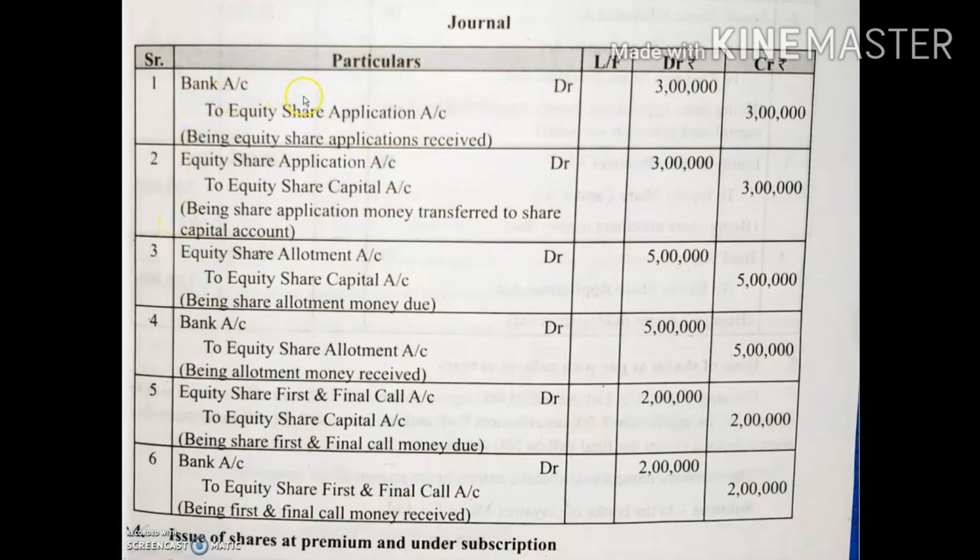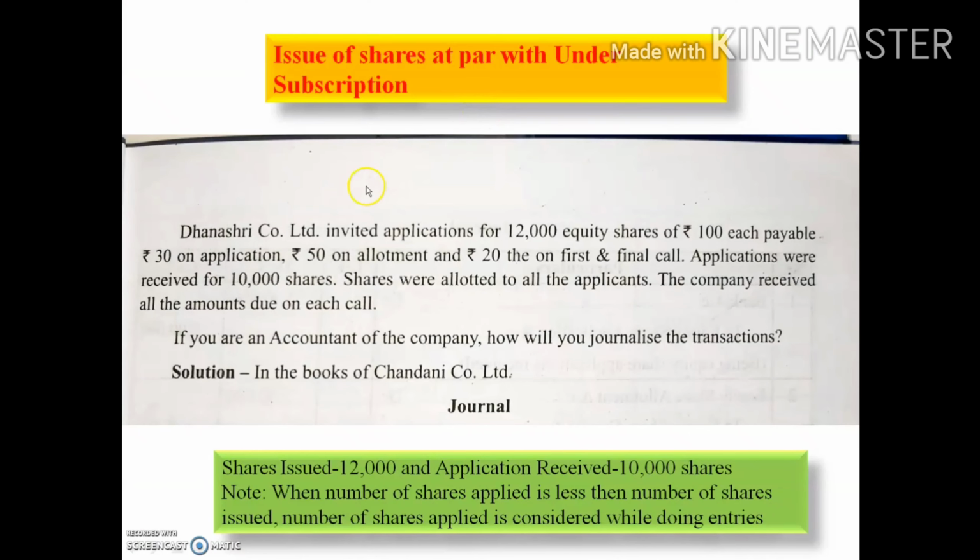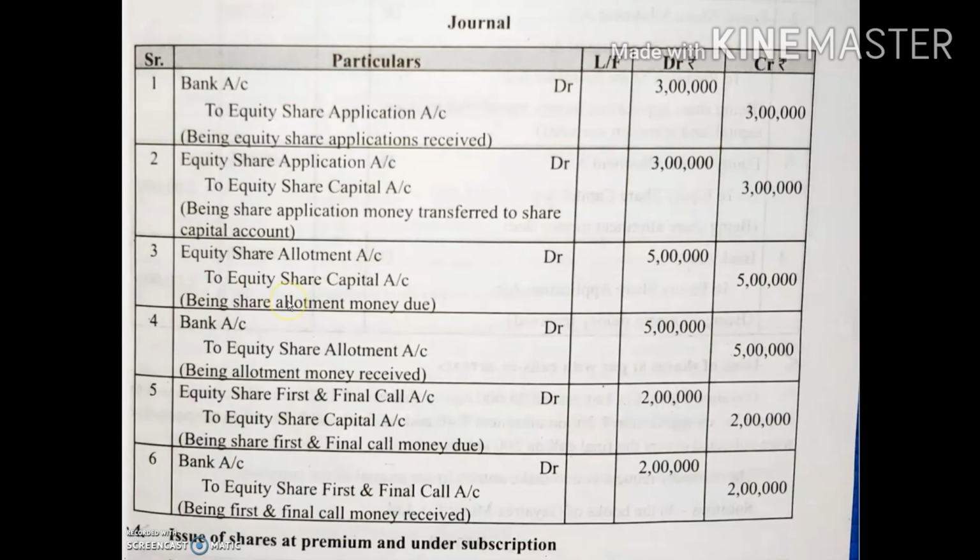See here, bank account debit to equity share application account. The amount here is 3 lakh. On application it is 30 and applications were received for 10,000. Make the multiplication, 10,000 into 30, that will be 3 lakh. Then the transferring entry, equity share application account debit to equity share capital account. The amount is 3 lakh, the same amount will be transferred to the capital account.